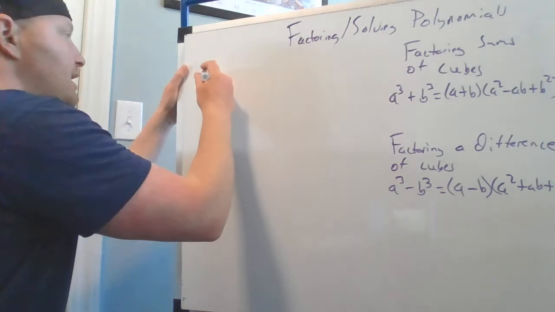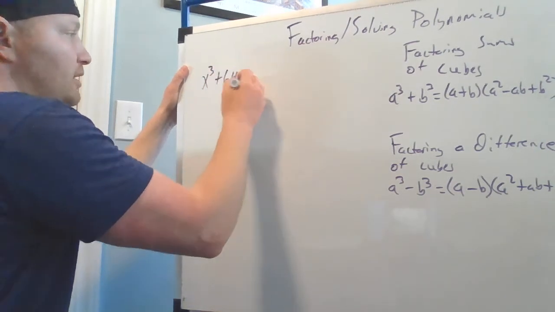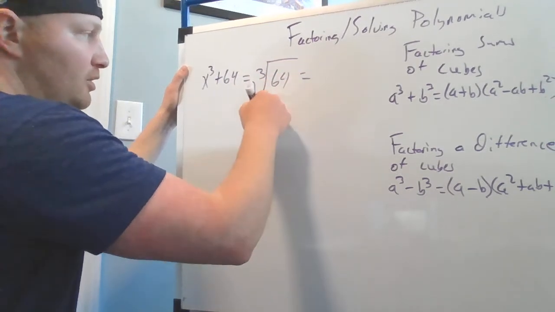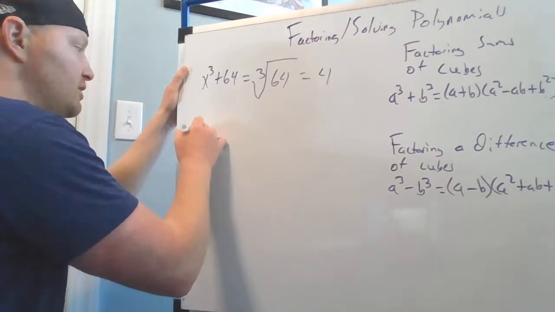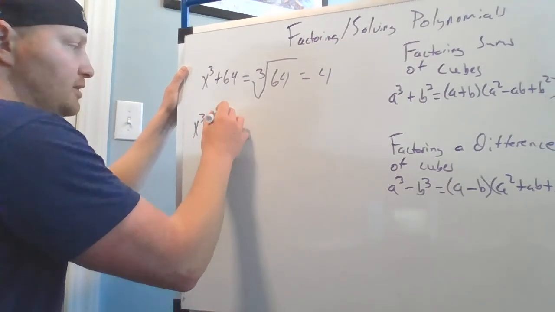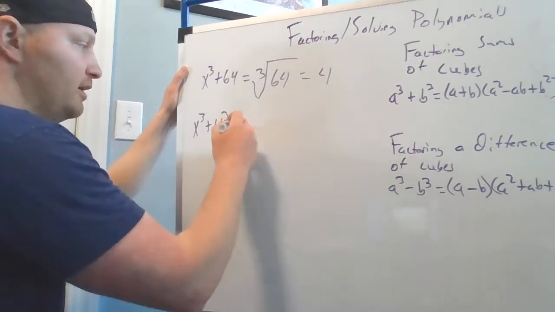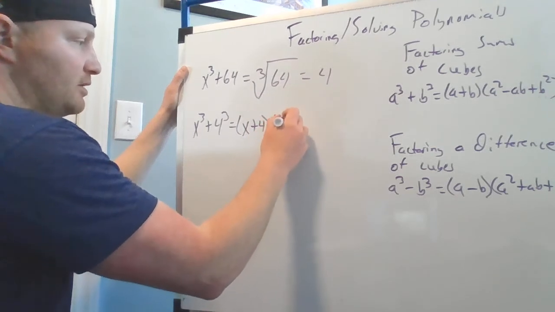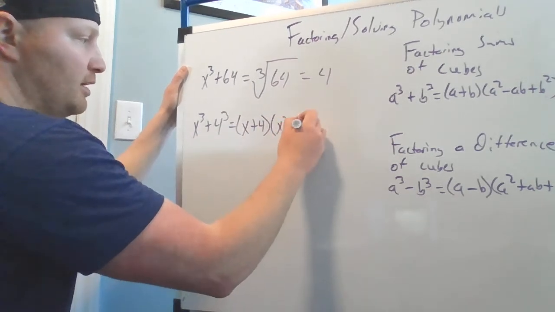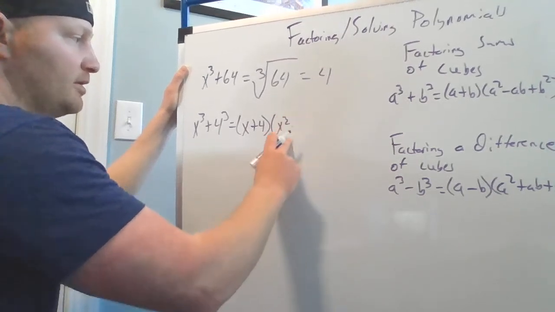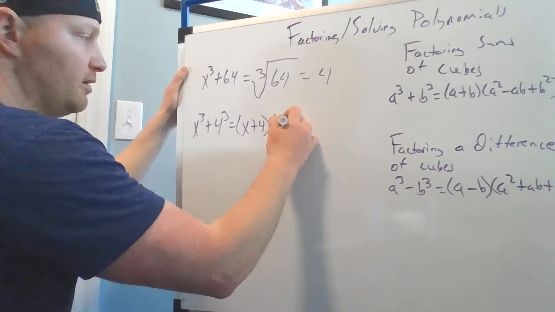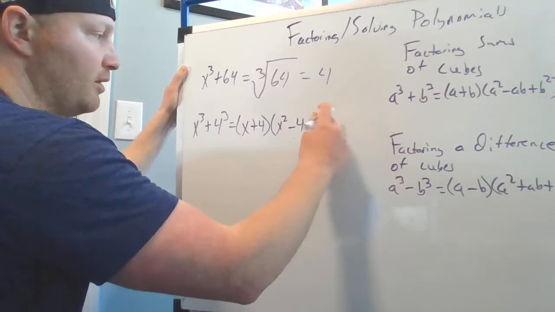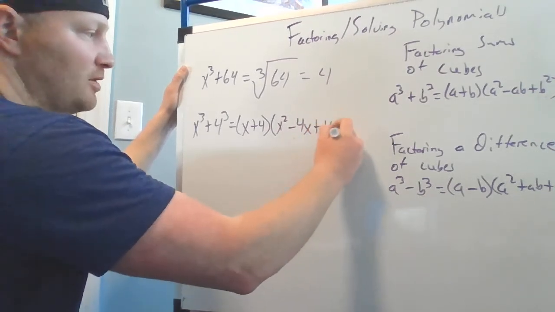Last but not least, I got x to the third plus 64, and I already know what this is because I'm so smart, but the cube root of 64 is 4. So this is now x to the third plus 4 to the third equals, follow this rule right here, x plus 4, and then we have x squared, this times this, plus, sorry, that was not on purpose, that was an honest mistake. Let's make this a little prettier. Minus 4x, because I follow this rule, plus 4 squared, or we can just go ahead and write down 16, because we know that is what it simplifies to.